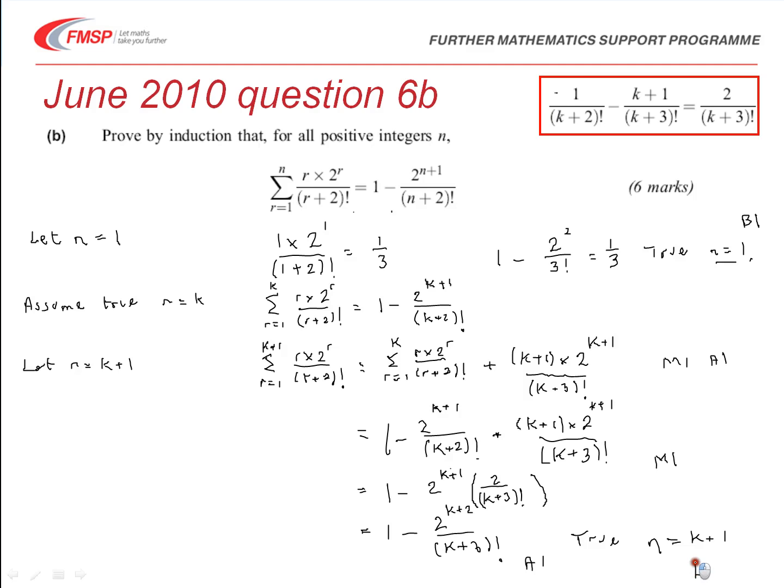And remember, I've run out of space here, but you should write a final line explaining how the method of proof by induction is being applied. Okay, two clear statements are the fact it's true for when n equals 1, assuming it's true for n equals k, we've shown that it's true then for n equals k plus 1. So by induction, the original statement is true for all positive integers.